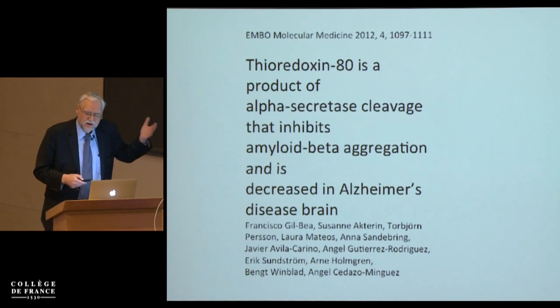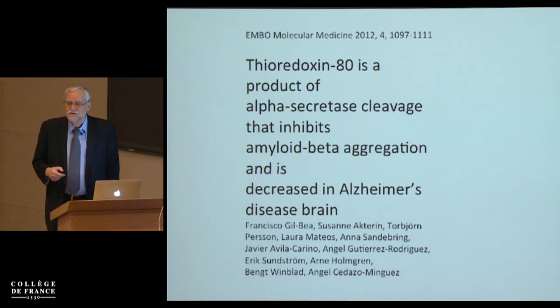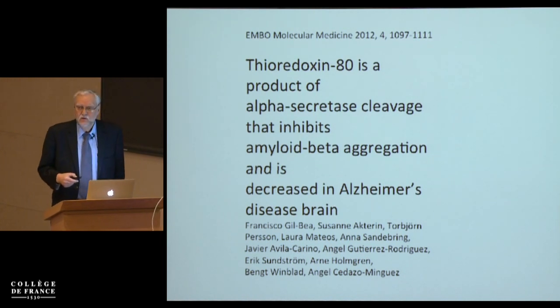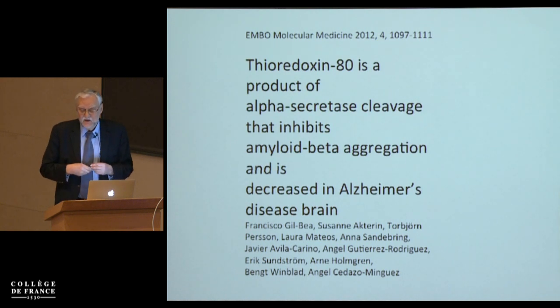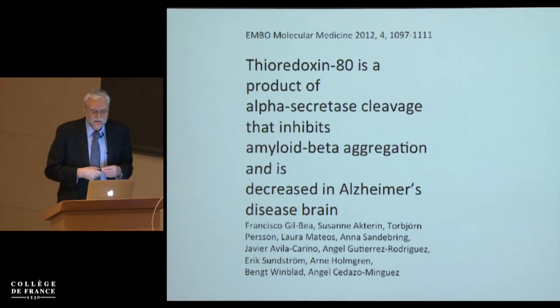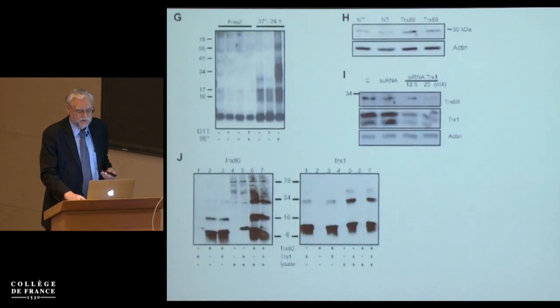And an earlier publication from the group here, Winblad and Cedazo-Minguez, showed that Alzheimer brains have low thyrodoxin expression and low thyrodoxin 80, and that is the key take-home message here. So in the brain, thyrodoxin 80 and thyrodoxin are protective. They are not inflammatory. In general, you know that Alzheimer disease is a disease of the brain where you lose synapses and connections, with drastic effects. And actually here, thyrodoxin 80 comes out as a positive, protective thing.